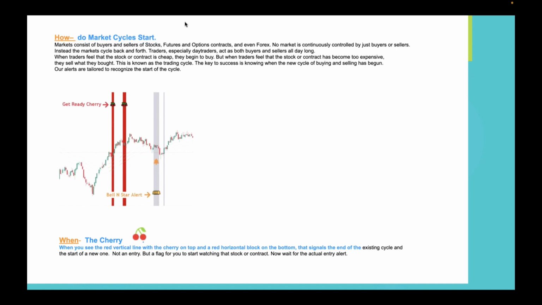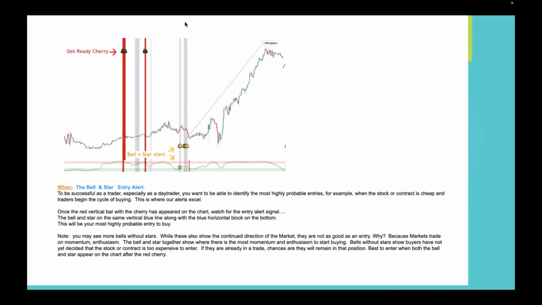The key to success is knowing when the new cycle of buying and selling has begun. So our alerts are tailored to recognize the start of the cycle. So when the cherry comes up, you'll see the red vertical line with the cherry on top and a red horizontal block on the bottom. That signals the end of the existing cycle and the start of a new one. Not an entry, but a flag for you to start watching the stock or contract. So now wait for the actual entry alert. When the bell and the star come out, that's an entry alert.